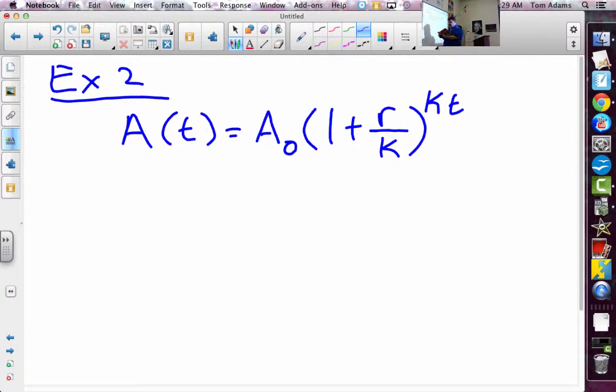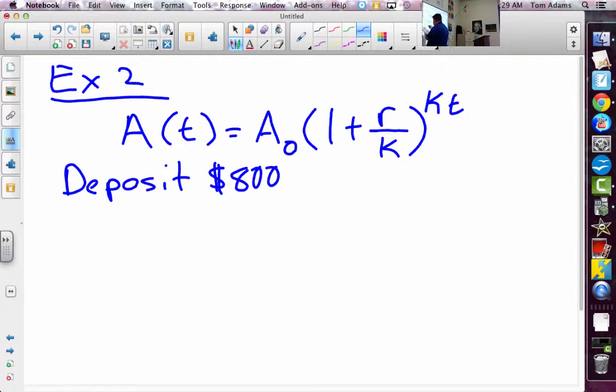So example number 2 says, suppose you deposit $800 into an account, and it pays a 6.3% interest rate, and it's an annual interest rate. After 8 years, how much money will you have in the account? And then it asks if it's compounded continuously and then compounded quarterly.